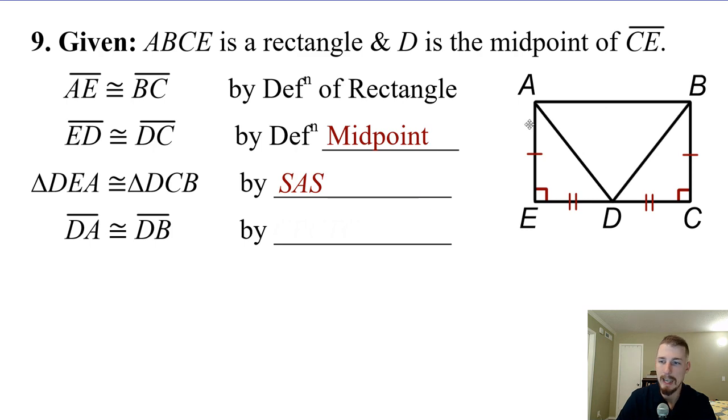And then we have DA is going to be congruent to DB. So on this one, DA is the first and the last, and DB also the first and the last. So we know that the hypotenuses have to be congruent as well, and we're using corresponding parts of congruent triangles are congruent. So that's how we can prove that part there.